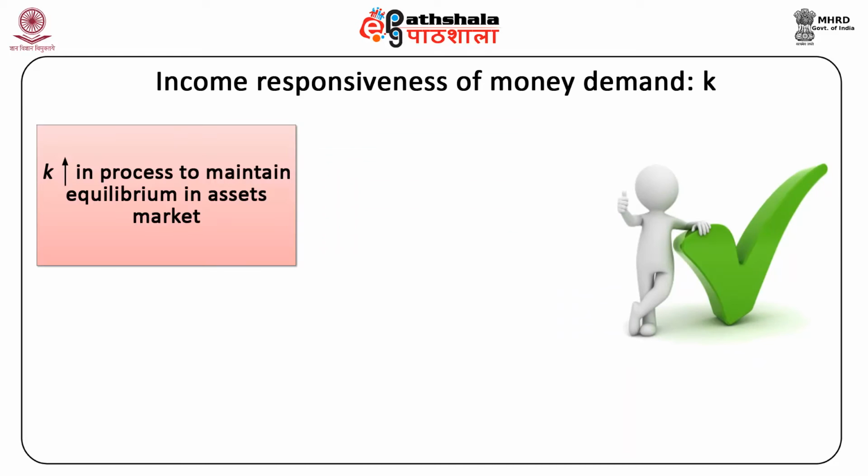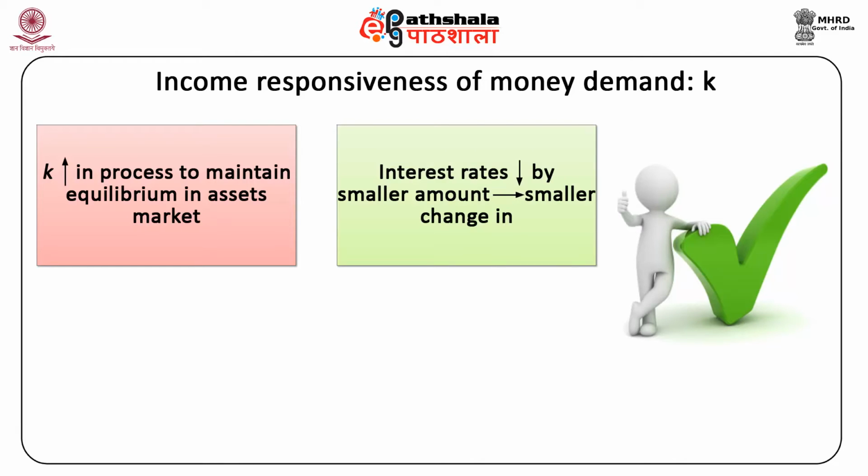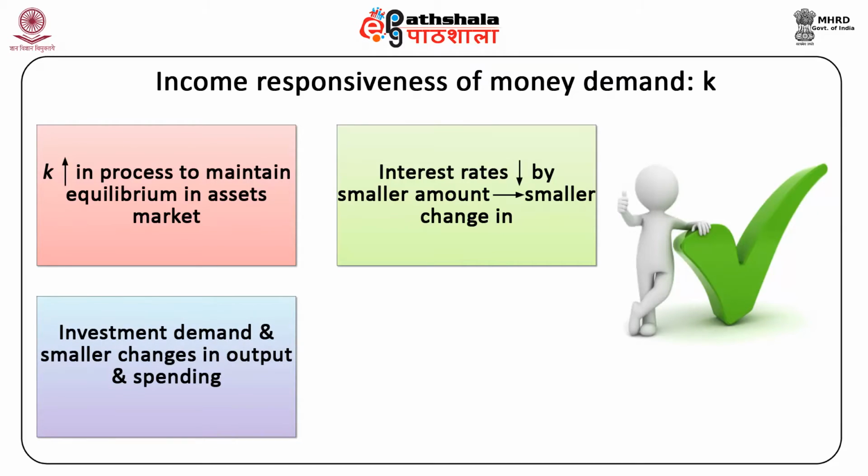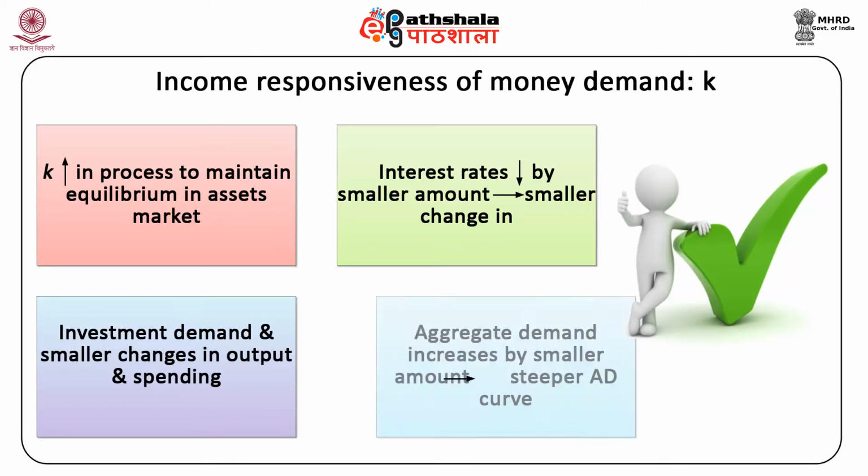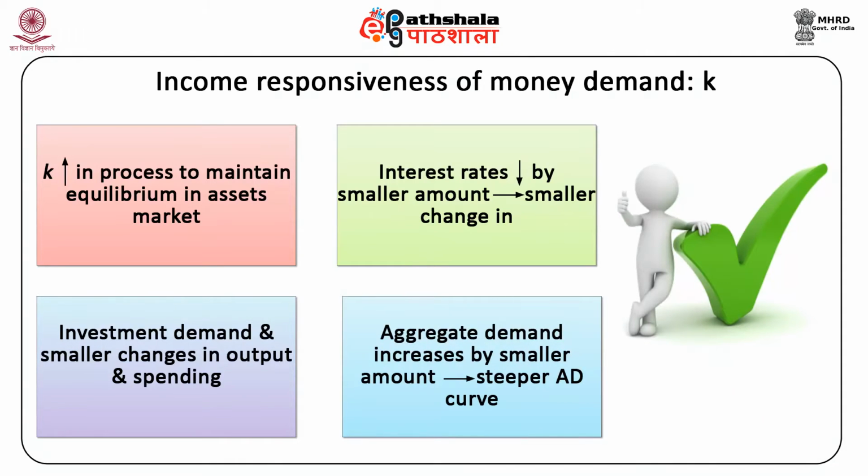However, if K increases in this process, then to maintain equilibrium in the asset market, interest rates reduce by a smaller amount, leading to a smaller change in the investment demand and smaller changes in output and spending. Thus, aggregate demand increases by a smaller amount, leading to steeper aggregate demand curve.